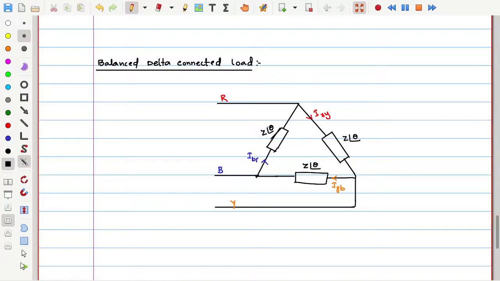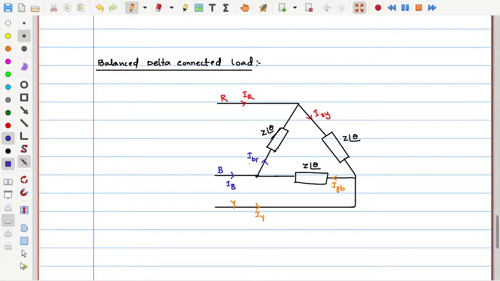All the phase magnitudes of the impedances are same and also angles are same, then it is called as a balancing load. And what about the line currents? The currents flowing through these lines are referred as the line currents IR, and this is IY, and this is IB.